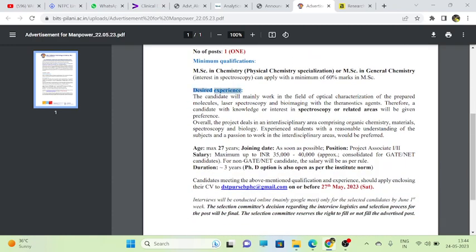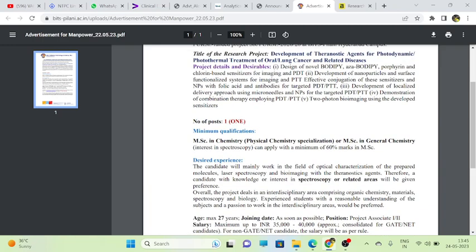Regarding desired experience, they mentioned another point. The candidate will mainly work in the field of optical characterization of the prepared molecules, laser spectroscopy, and bioimaging with the theranostic agent. Therefore, a candidate with knowledge or interest in spectroscopy related areas will be given preference. Their work is totally related to spectroscopy, so you must have knowledge about it, and I think in the interview they will also ask from spectroscopy. So do read spectroscopy before going to this interview. Overall, the project is interdisciplinary, comprising organic chemistry, materials chemistry and biology. Experienced students with a reasonable understanding of the subject and a passion to work in interdisciplinary areas would be preferred. So prepare spectroscopy well, and study a little bit of materials chemistry, basic organic chemistry, and biology. I think you got it. Before the interview you should prepare these things, mainly spectroscopy.